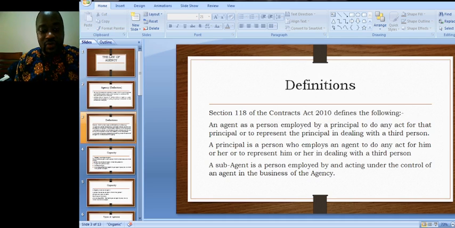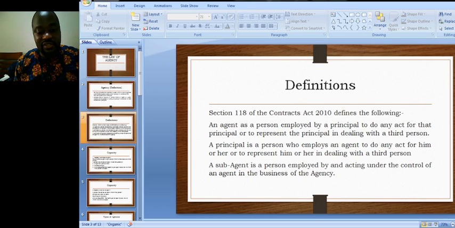Now, in Uganda, the leading law in relation to the law of agency is the Contracts Act 2010. Under section 118 of that act, an agent is defined as a person employed by a principal to do any act for that principal, or to represent the principal in dealing with a third person. A principal is a person who employs an agent to do any act for him or her, or to represent him or her in dealing with a third person.